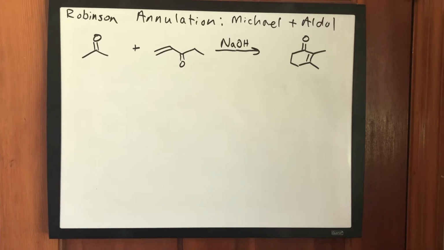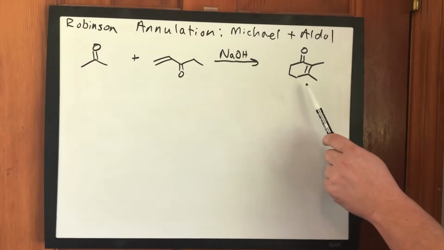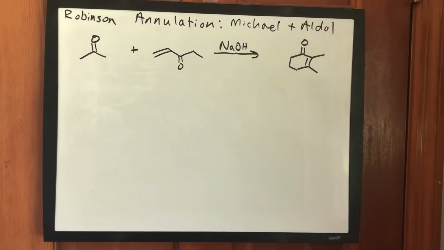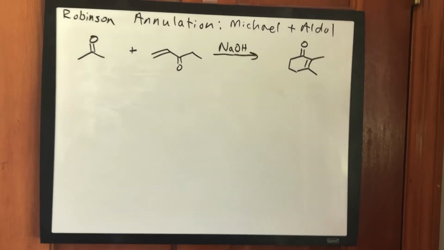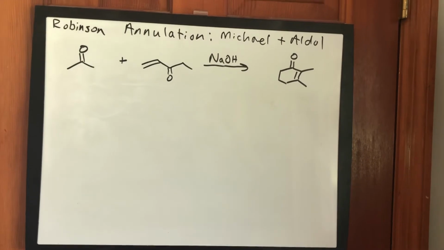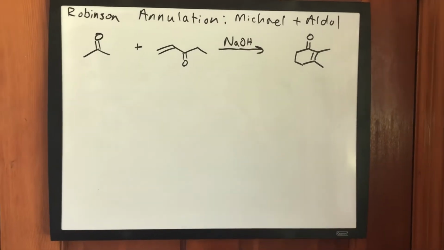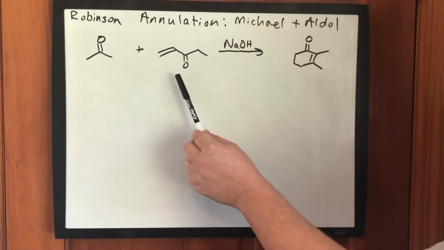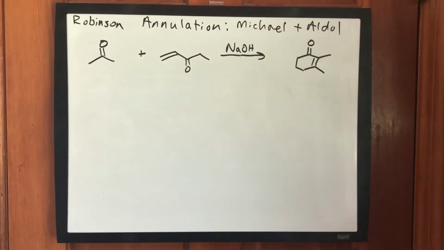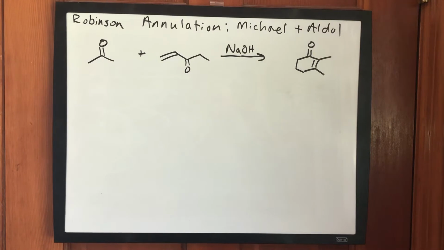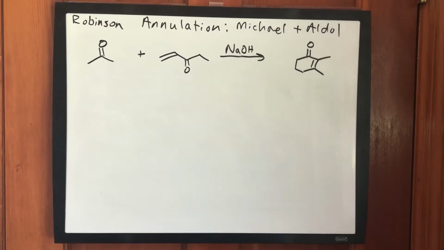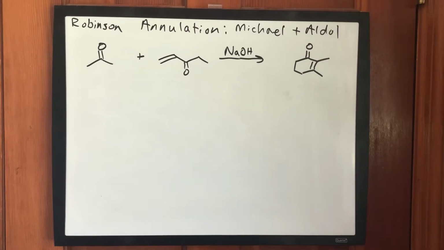An annulation is a reaction that forms a ring, and every Robinson annulation will always form a six-membered ring with an alpha-beta unsaturated ketone in it. That will always be the product of a Robinson annulation. The way we get this is always by reacting a ketone substrate with an alpha-beta unsaturated ketone in the presence of a weak base like sodium hydroxide. So I went through the mechanism for how this works in your notes, but let's talk through it quickly here.